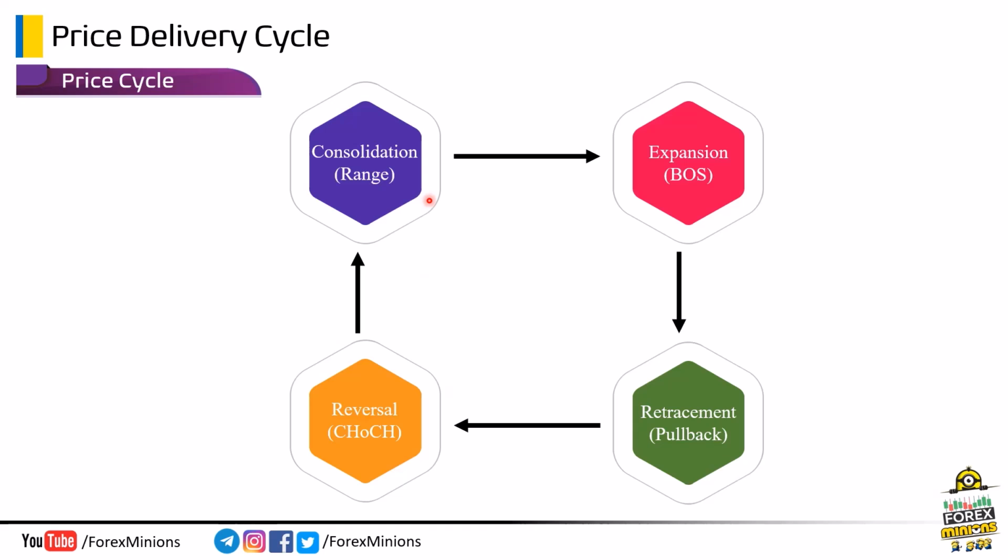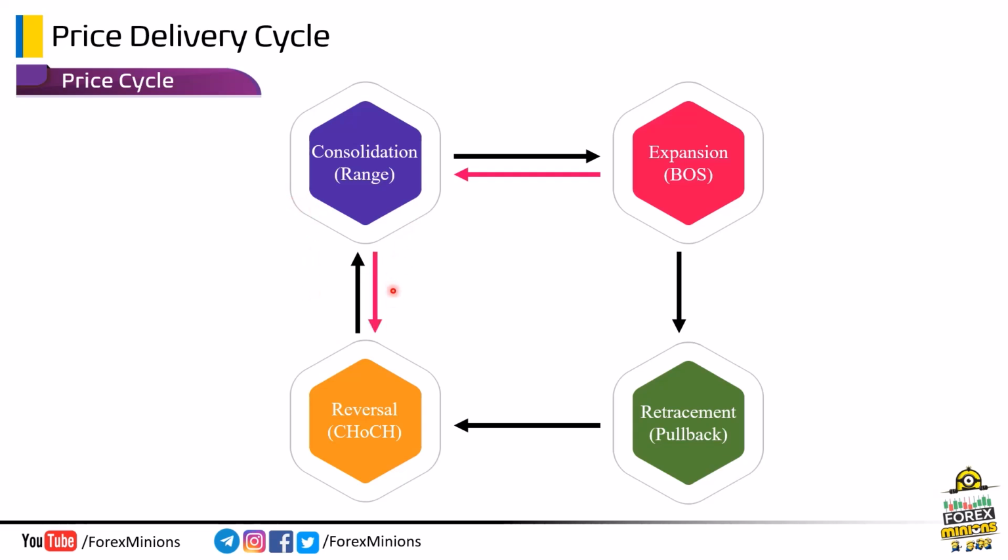Now, let's check this from another angle. Suppose we are in an expansion phase. Now, what can we expect next? First, we can move into a retracement phase. But what if the market does not go through retracement? Well, in such a condition, after expansion the market can go to a consolidation phase. And after consolidation, the market can go to a reversal zone.